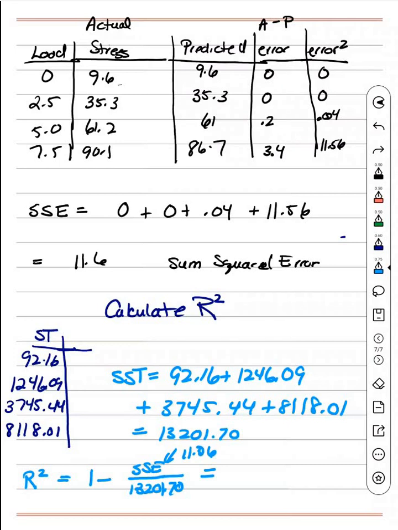I didn't want to put anything in Excel, even if I'm tempted, because you do have to calculate them by hand on a test. So give yourself time. I get 0.99916. What that's telling me is that 99% of the variance in the data is explained by my model. It's a really good model because it was synthetic data made up to be perfect. So that's how you calculate r squared.